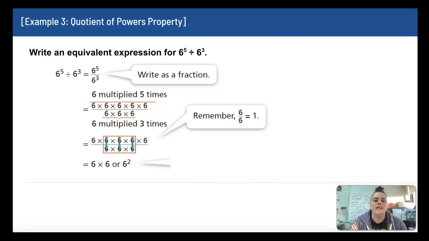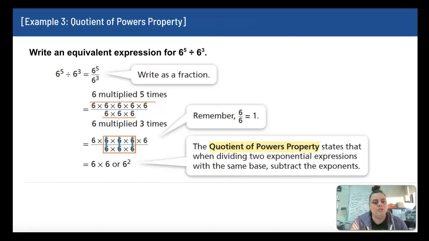From here, we can see the quotient of powers property, which states that when you're dividing two things with the same base, you can subtract the exponents. So we had 6 to the 5th divided by 6 to the 3rd. So we can simply take 5 minus 3, which is 2, and write 6 to the power of 2, or 6 squared. So when you are dividing, you will be subtracting.